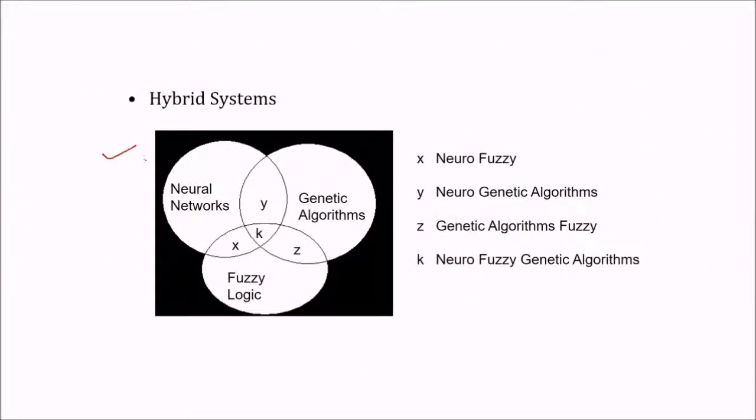As we said, it is a hybrid system. What can a hybrid system be? This is neural network, genetic algorithm, fuzzy logic. This area is the neurofuzzy. This whole area is the neurogenetic algorithm. This area is the fuzzy genetic algorithm, and this area is the neurofuzzy genetic algorithm.